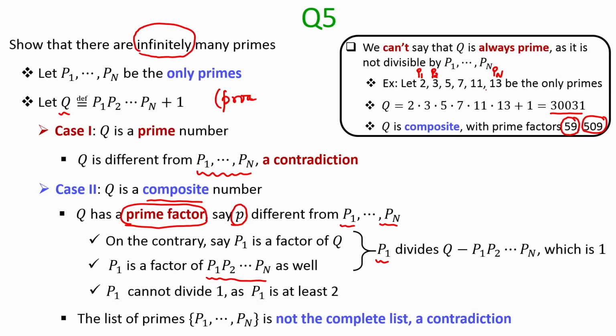And that is why in case 2, we can't simply stop with the argument that q is also a new prime number, which I am finding, because it is not divisible by p1, p2, pn. The correct argument is, we will show that q will have at least one prime factor which is not present in the list of prime numbers which I am assuming to exist, which is demonstrated by this example.